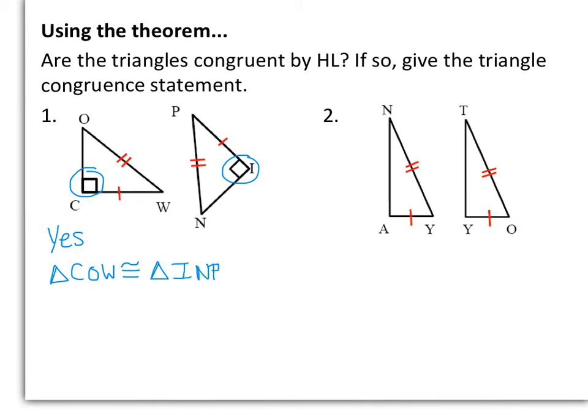Okay, in number 2, we have two pairs of congruent sides. They are corresponding, however, we don't have any angles, and in order to use the hypotenuse leg theorem, we need to have a pair of right angles. And we cannot assume that angles A and Y are right angles. We have to be told that, or we have to be told that we have perpendicular bisectors. So in number 2, the answer is no, and that's because there are no right angles.